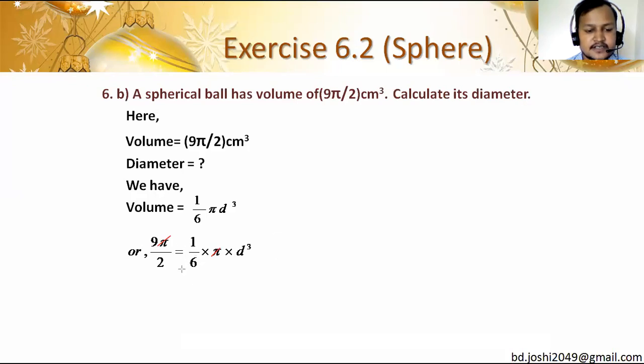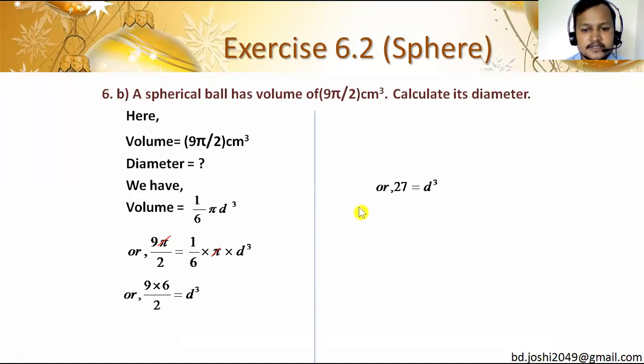cube. Take this 6 also to left side and multiply it here. 9 into 6 divided by 2 is equal to d cube. 54 divided by 2, 27. D cube is equal to 27, or d is equal to 3 centimeter. To find out value of d, we have to take cube root of it. Don't forget, if there is cube, to find out value of d, we have to take cube root of it. So diameter of the spherical ball is 3 centimeter, and which is our required answer.